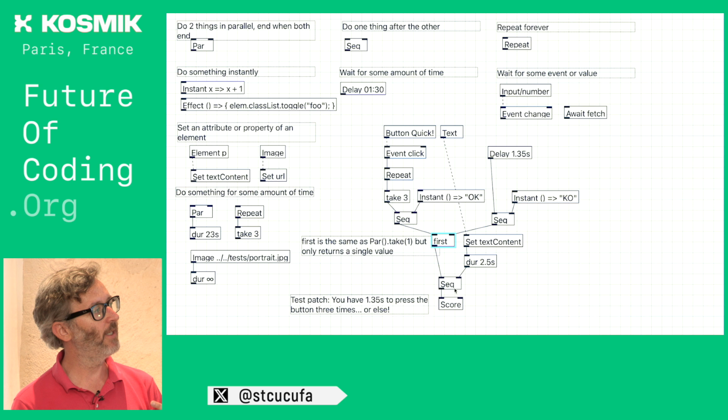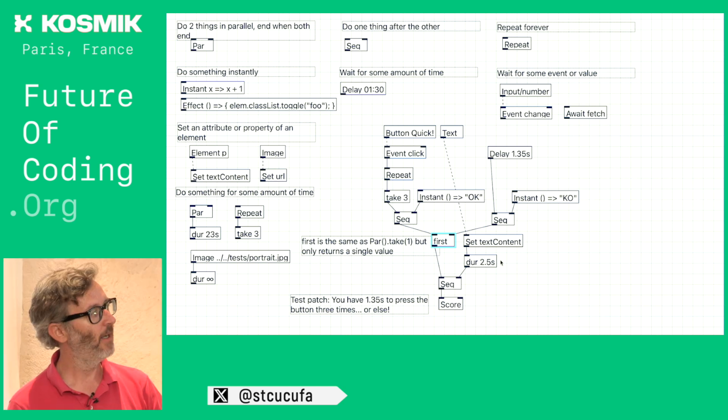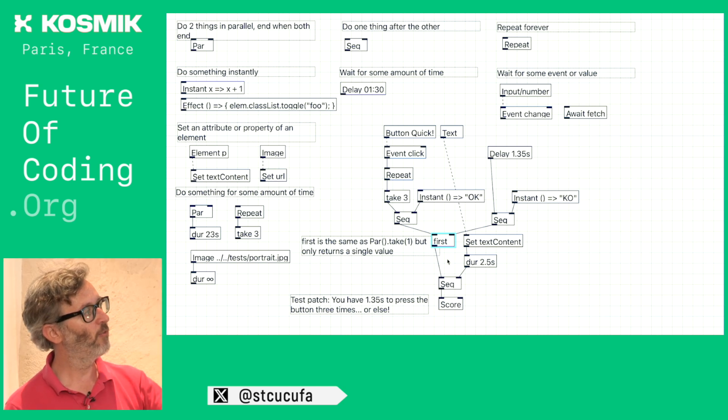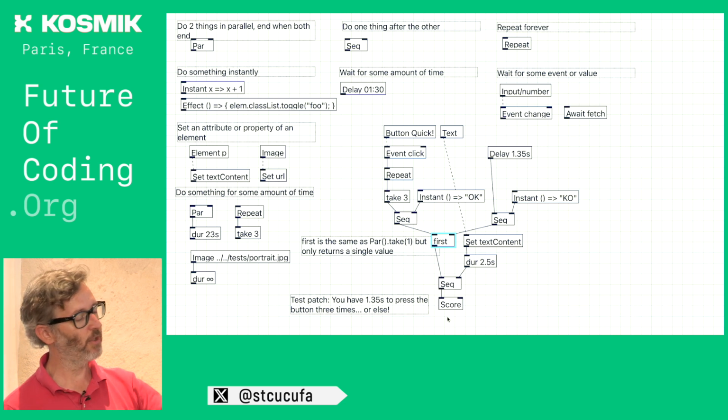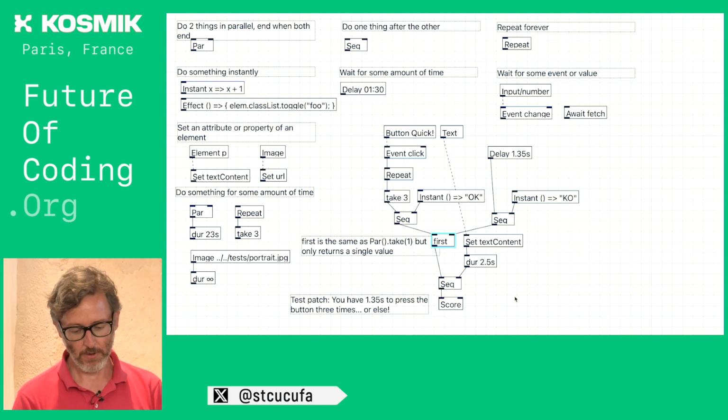And then when this sequence finishes, I set the text content of this text element. So I have these dotted lines. Here it means it's a reference to an element. So I will set the text content of this text element, so it's a text node in HTML, for 2.5 seconds to the value that I've received in my sequence. And score is just the top level of my patch here.